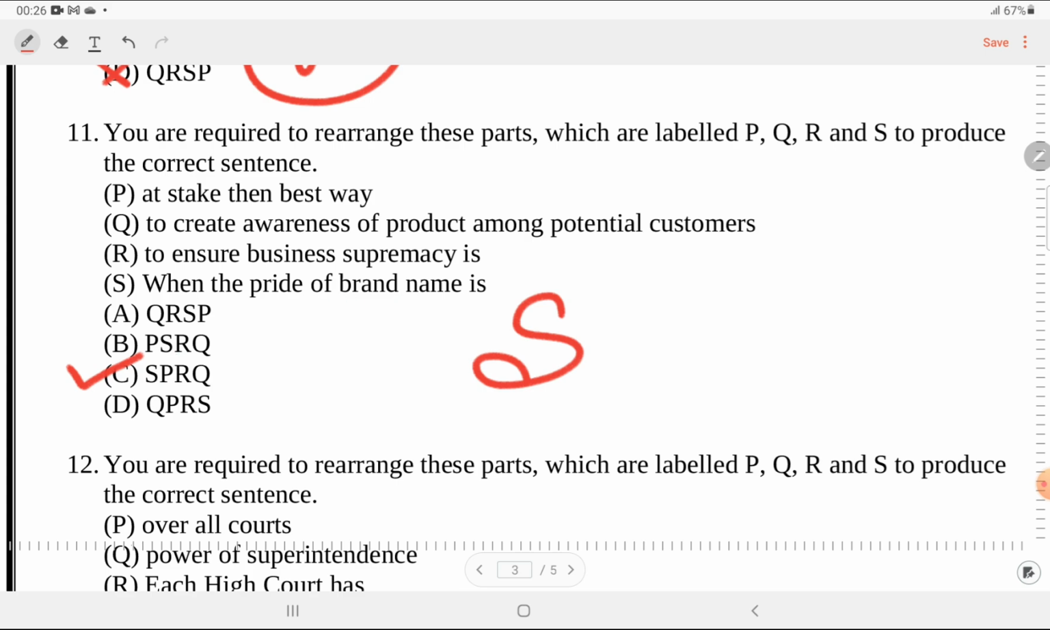When the pride of brand name is at stake, then best way, अब way है तो way के साथ again to आना चाहिए. To ensure business supremacy is to create awareness of product among potential customers. So definitely it is going well. So C is the correct answer. Please do not be overconfident. आप एक बार पढ़ लो, like यहाँ पे मुझे easily पता चल गया, but still to make sure I give a quick recap. एक quick सा revision दे दो whether the answer is right or not.